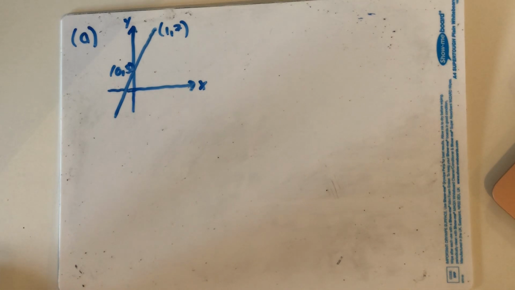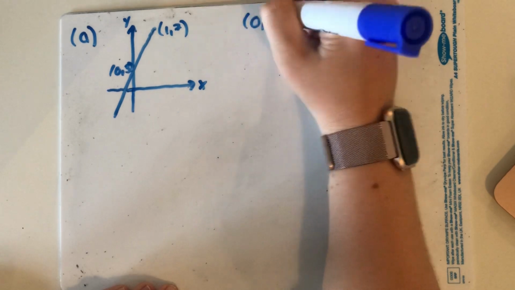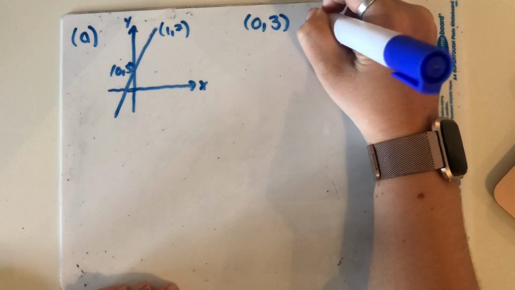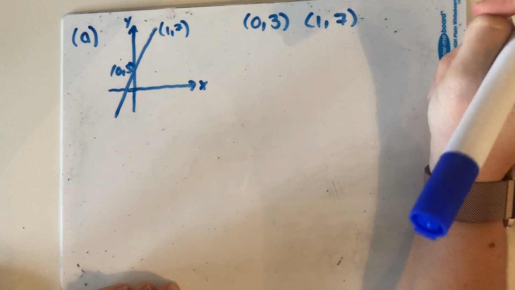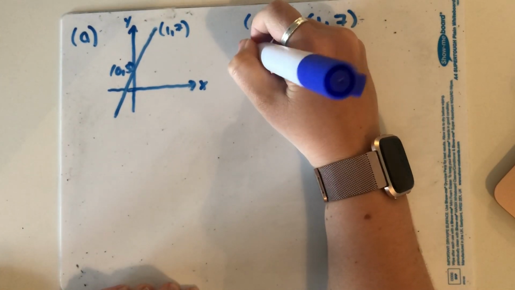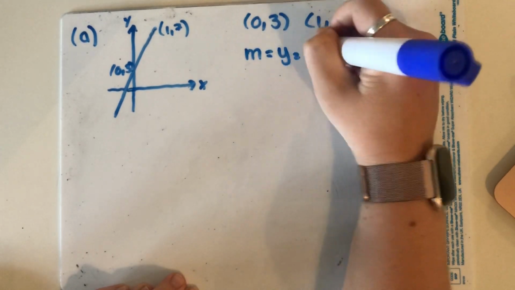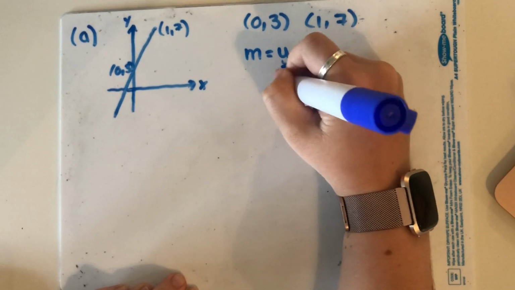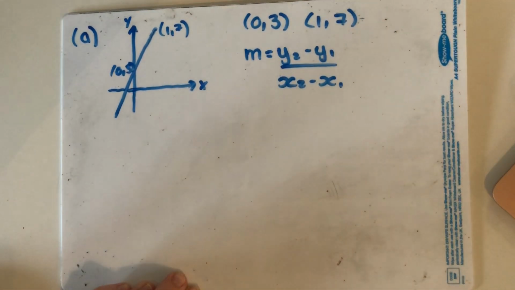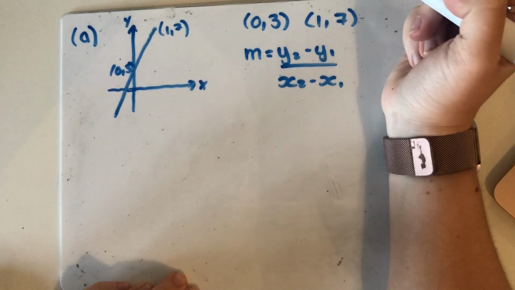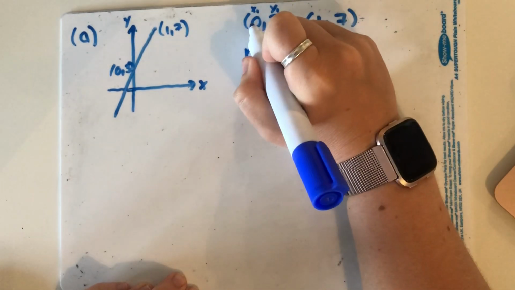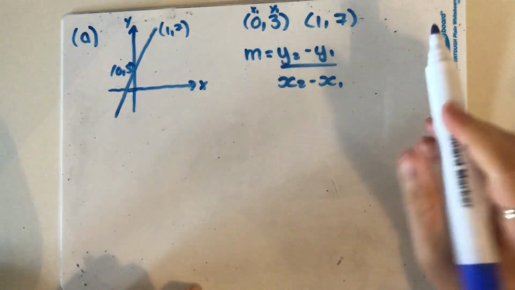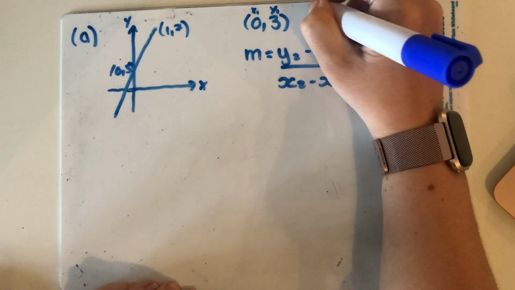To do that, we first of all need to find the gradient. The 2 points that we're going to use to find the gradient are the 2 points that are marked on. To find the gradient of a line, we just need any 2 points that are on that line. So we write down our equation: m is equal to y2 minus y1 over x2 minus x1. Remember labelling these, you're going to have x1 and y1 because that's your first x coordinate and your first y coordinate, and then you're going to have x2 and y2.